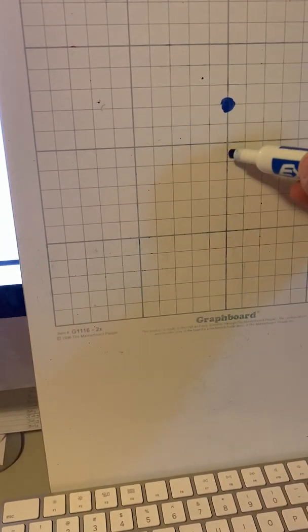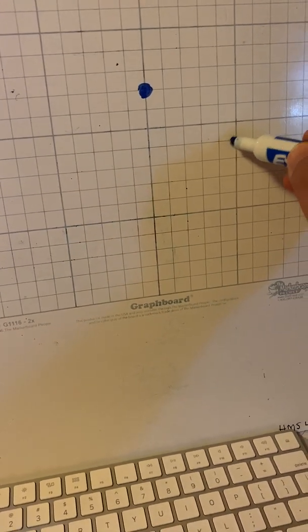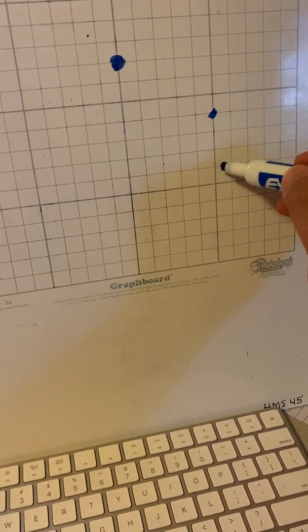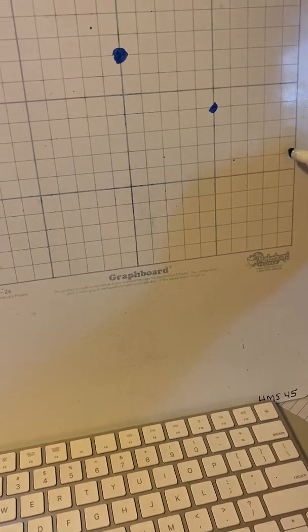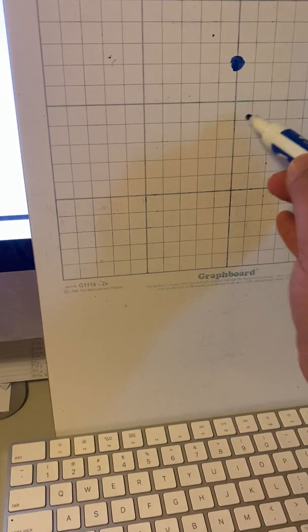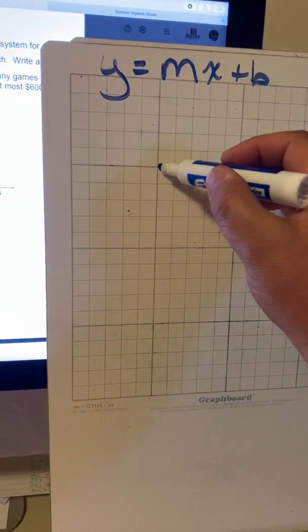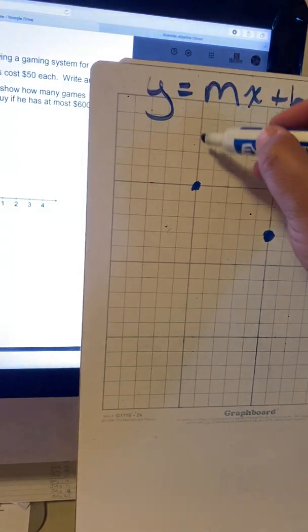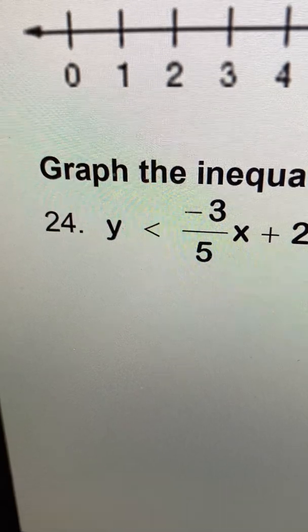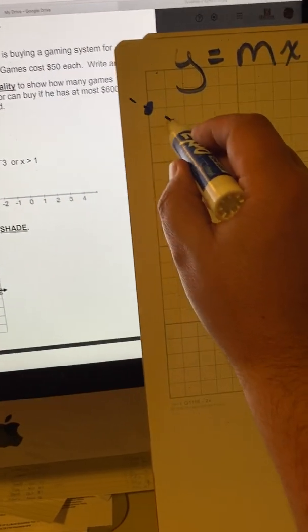Down 3, 1, 2, 3. Right 5, 1, 2, 3, 4, 5. Over here. Now, since I know how to do this, I can go in reverse. Since it's down 3, right 5, I can go up 3, 1, 2, 3, back 5. And it is just an inequality that is a less than sign. Since it's less than, it has to be a dotted line.